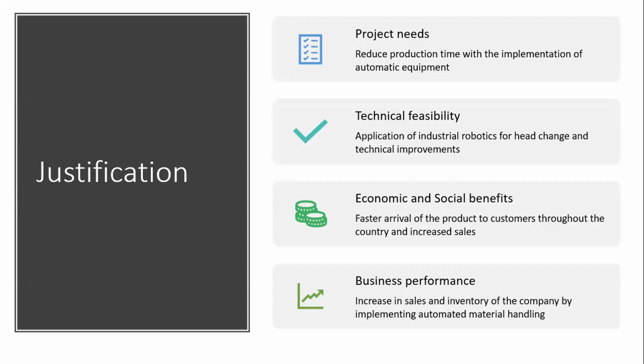Also, we have our justification for the project. Our project needs exactly to reduce the production time with the implementation of this automatic equipment, implementing some parts of robotics and control systems. Our technical feasibility will be the application of industrial robots. In the actual market, we have different pieces that could help us reach this goal. In the economic and social benefits, there will be faster delivery of product for the customers.